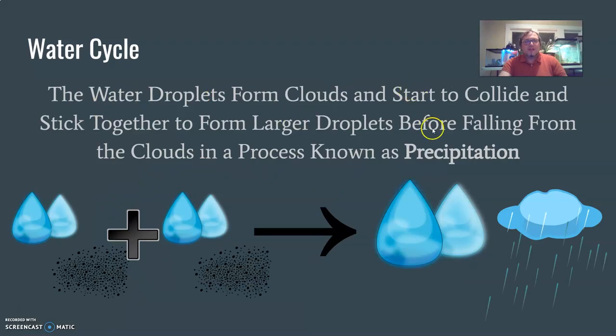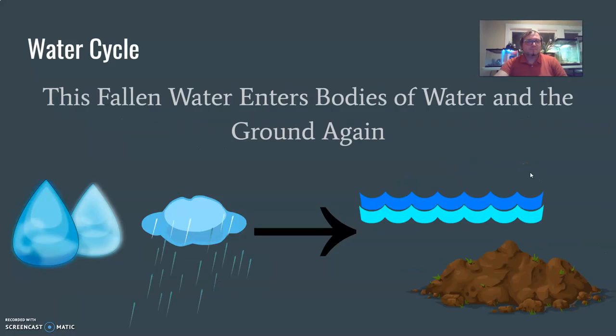The water droplets form clouds, start to collide and stick together, and form larger droplets before falling down from the clouds in a process known as precipitation. So again, we're seeing these solid and liquid components combining together, going from this gaseous state to eventually becoming dense enough to start returning back down to Earth in precipitation. And when we talk about precipitation, we normally think of rain, but also when we see things like snow falling or hail, any form of water that's falling from the sky would count for precipitation. That counts within that. This fallen water enters bodies of water and the ground again.